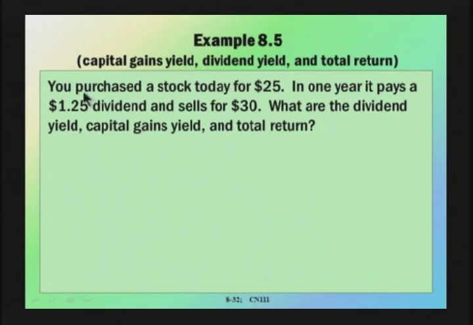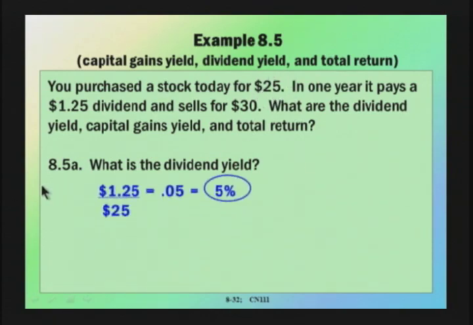Now example 8.5, you purchased a stock today for $25 and in 1 year it pays a $1.25 dividend and then sells for $30 per share. We need to calculate the dividend yield, capital gains yield, and the total return. So the stock price up front is $25. In 1 year I get a $1.25 dividend and the stock price has gone up by $5. So I calculate the total return. The dividend yield first is the $1.25 dividend expressed as a percentage of the $25 investment I make. The dividend yield is 5%.